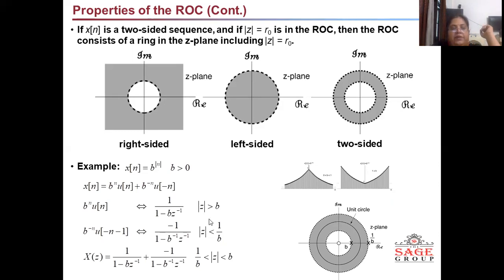So we have found the ROC of the independent signals, and we have drawn the ROC on the z plane.